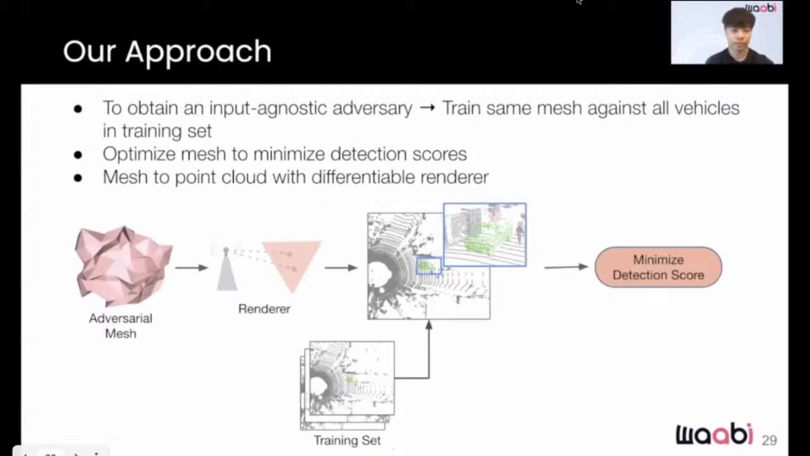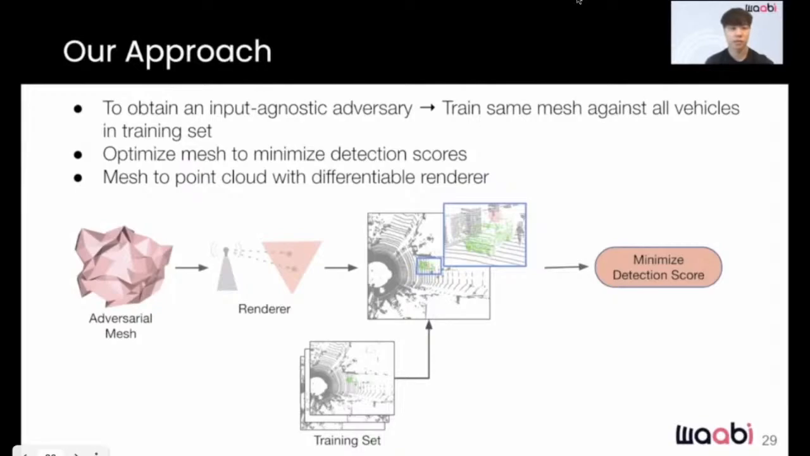Towards this goal, we use a differentiable renderer to bridge the gap between the mesh representing the physical object and what the sensors see, which is a point cloud. And then we optimize an adversarial objective targeted at minimizing detection scores to hide vehicles.